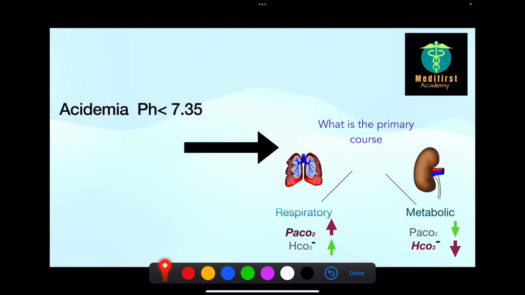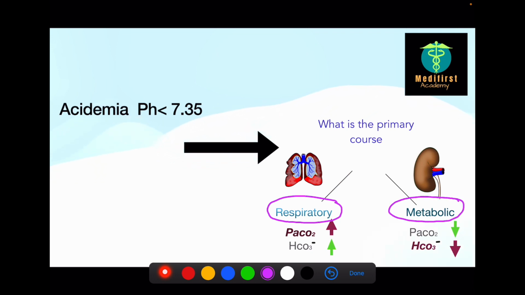Next, suppose you are dealing with acidemia, which means your pH is less than 7.35. Then the next step of your interpretation is to find the primary cause behind this acidemia. How are you going to determine that? If acidosis is there, it could be either respiratory acidosis or metabolic acidosis. How are you going to determine whether this is respiratory or metabolic? Just by looking at your partial pressure of carbon dioxide and the bicarbonate level.